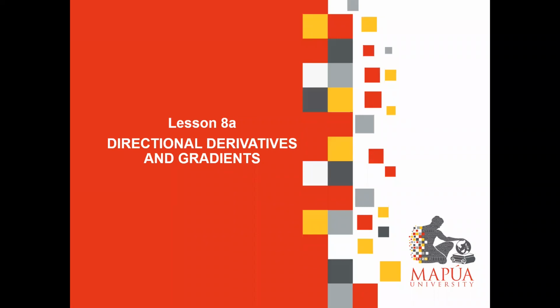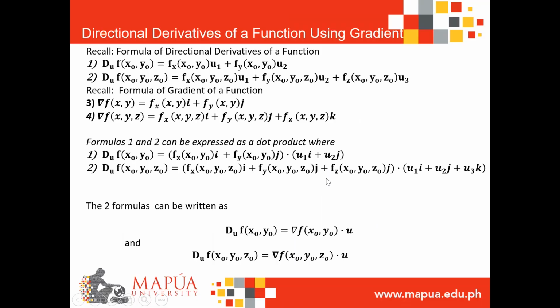So this is now lesson 8A, third part, and I will now discuss the lesson on gradients. Then let's have these directional derivatives of functions of 2 and 3 variables using gradient. So let's recall the formula of directional derivative of a function in 2 and 3 variables. So we have here equation 1 for directional derivative of a function in 2 variables.